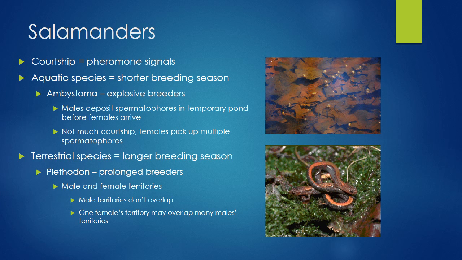One reason for explosive breeding is if the breeding is happening in vernal pools or ephemeral ponds, where you can see here it's leaf litter and then just a little bit of water on top. That water might not last long, so getting all the breeding done quickly is important. But for terrestrial species, where that's not so important, there's usually a longer breeding season. Examples from Plethodontidae are prolonged breeders. The male and the female both have territories, so the male territories don't overlap, but one female's territory might overlap many males' territories. So her eggs could be fertilized by multiple males.